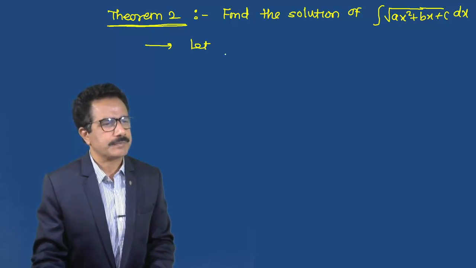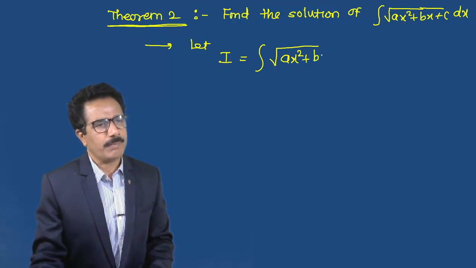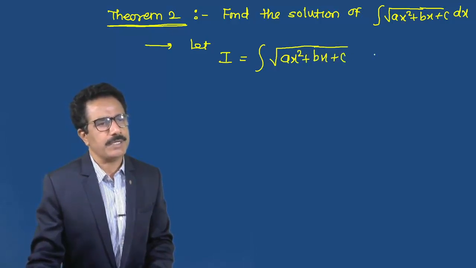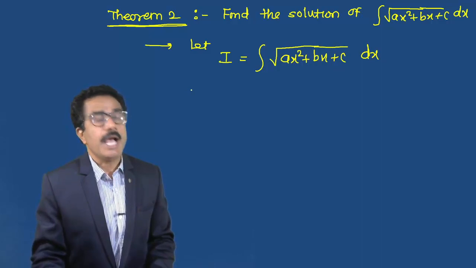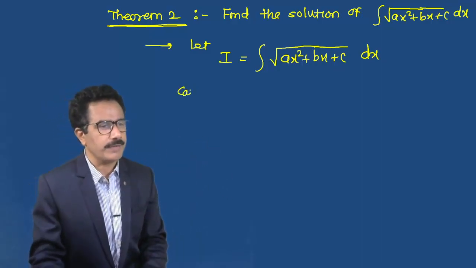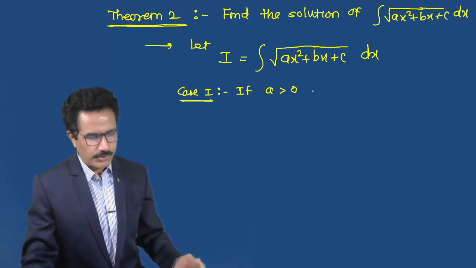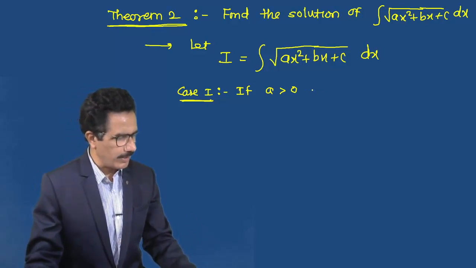Let I be equal to the integration of root of ax square plus bx plus c into dx. Again there are two possible cases. First, case first, if a is greater than 0, meaning a is positive. Actually we can use this formula for a positive and a negative.